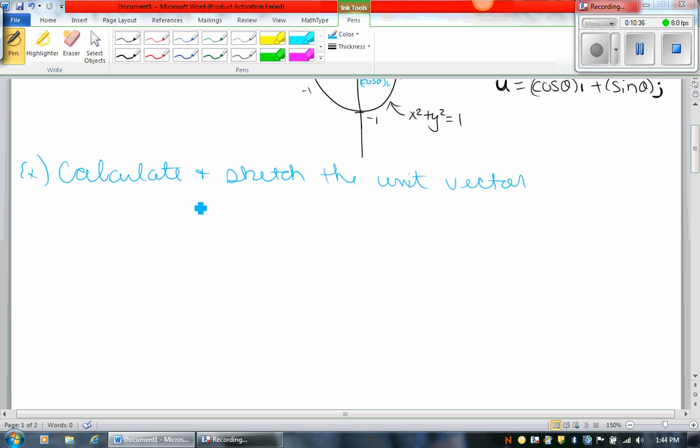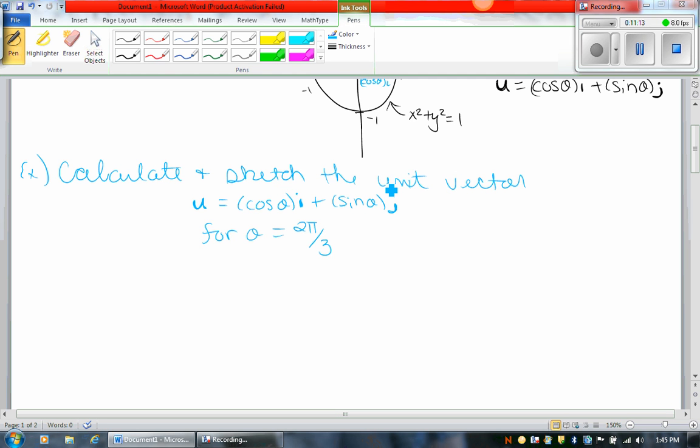Okay. So we're given u equals cosine theta i. So there's your horizontal. This is a linear combination. Plus sine theta j. Okay. For theta equal to 2 pi over 3. This is the angle that we're given. We want to include the unit circle in our sketch.